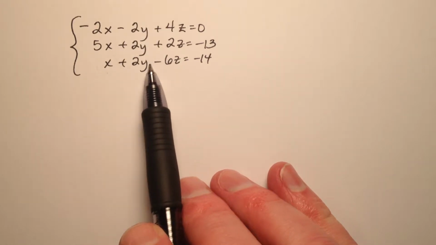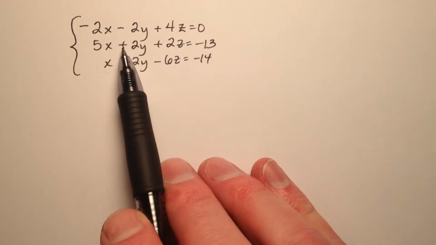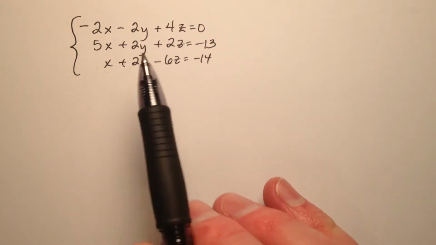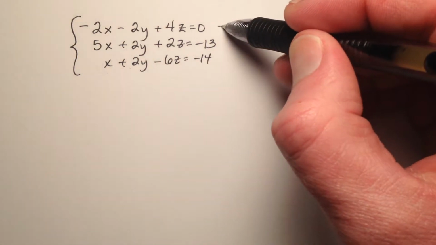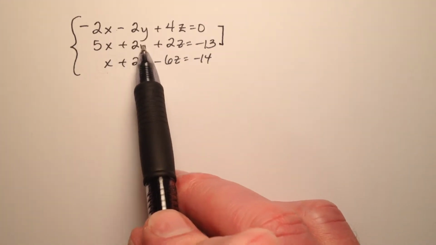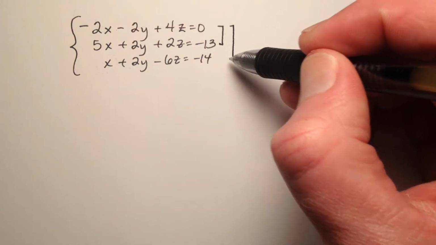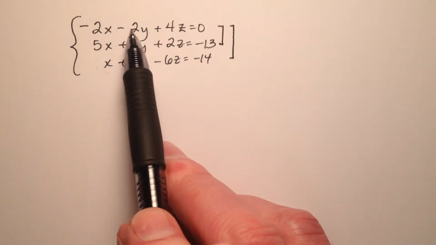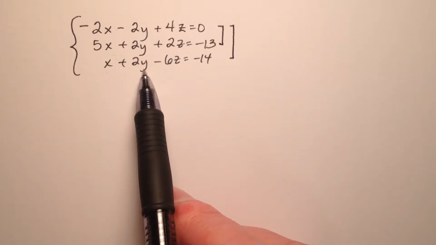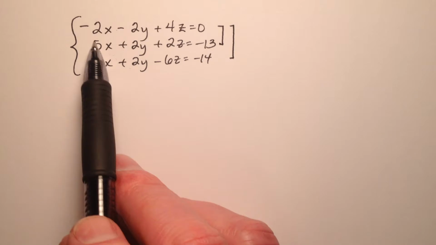Or it looks like my y's are set up really nicely for elimination, negative 2y, and then these two equations have plus 2y's. So it looks like I could add up my first two equations, negative 2y and positive 2y, so my y's would cancel. And then I could add up my first and last equations, and again the negative 2y and the positive 2y will cancel. So first, let's go ahead and add up the first two equations.